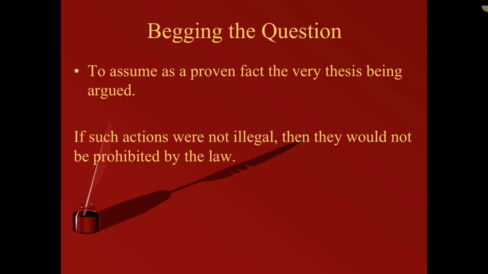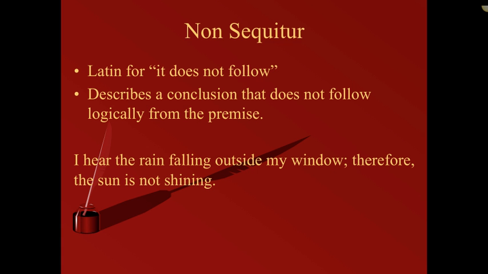Begging the question, to assume as a proven fact the very thesis being argued. Okay, if such actions were not illegal, then they would not be prohibited by law. Illegal and prohibited by law are the same thing. So you can't say if something was illegal, then it would not be illegal. Doesn't make sense.